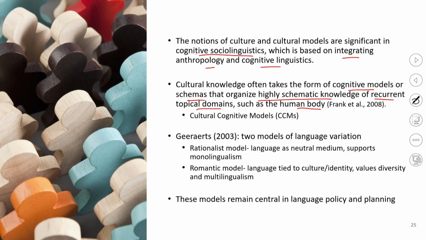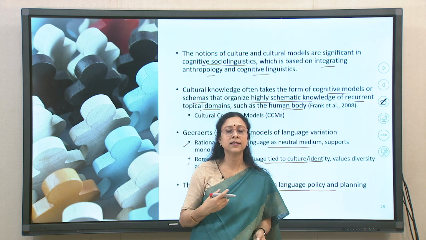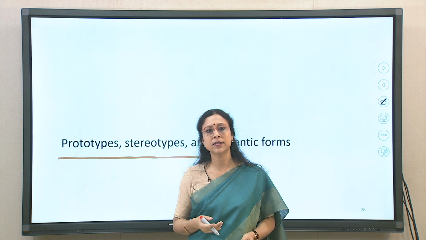So, here it gives two models in this regard. One is called the rationalist model and the other is called the romantic model. The rationalist model sees language as a neutral medium, which supports monolingualism. On the other hand, the romantic model talks about language being tied to culture and identity. Typically, these are more related to multilingualism, and these models remain central in language policy and planning. So, the idea of cultural model coming from cognitive linguistics, being used in cognitive sociolinguistics, can take these two sorts of representation.